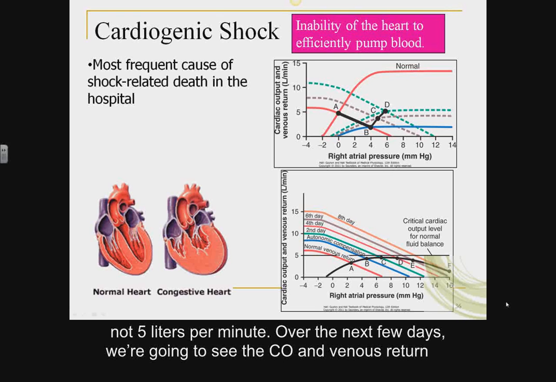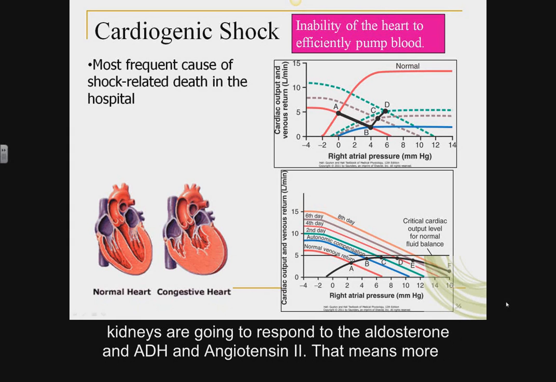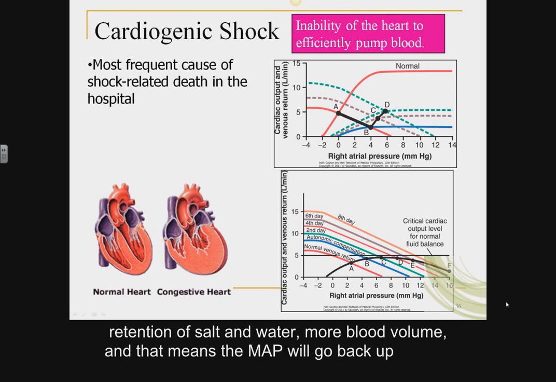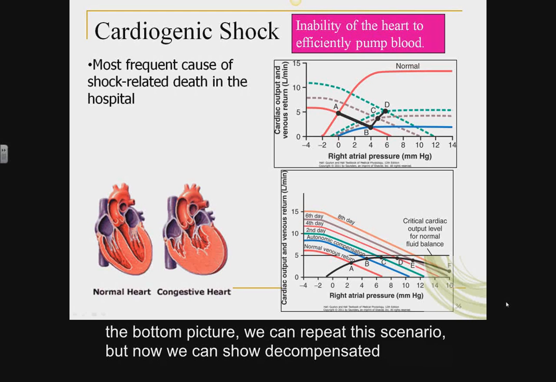Now, that's still not 5 liters per minute. Over the next few days, we're going to see the cardiac output and venous return curves go up even more, but also the renal compensation system. Again, the RAA system. The kidneys are going to respond to the aldosterone, ADH, and angiotensin II. This will lead to more retention of salt and water, more blood volume, and that means mean arterial pressure will go back to the new equilibrium point, point D. Cardiac output and venous return are restored to a normal value.